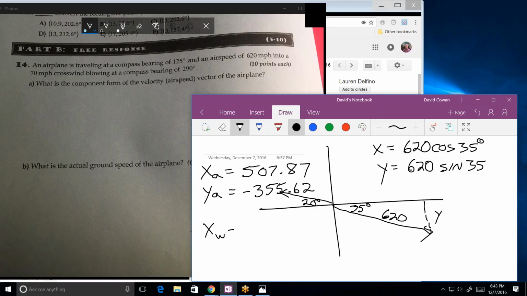Now let's figure out the components of the wind. So what's the horizontal component of the wind? Oh, and this wind is labeled at 70 miles an hour. In other words, it's a vector also. It has direction and magnitude.